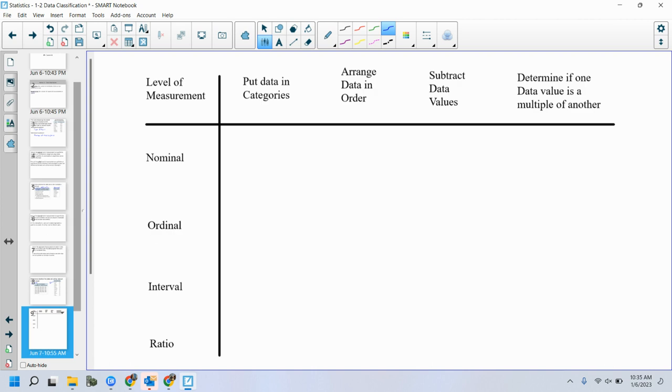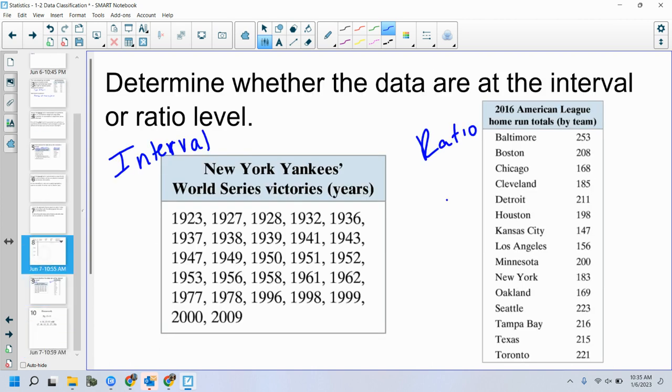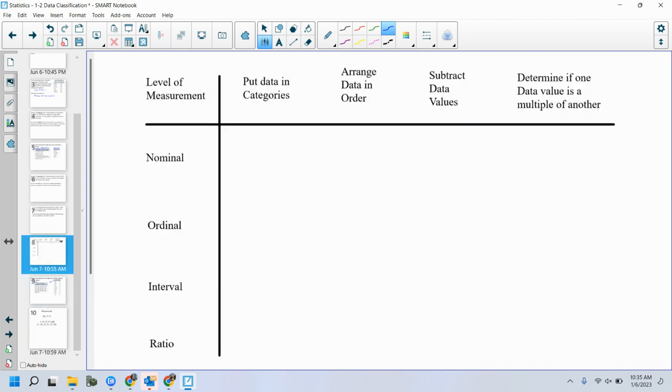Now, the book does this, and I thought this was a really good diagram to talk about. It talks about the 4 different types of levels of measurement and the things that you can do with them, right? And you got to think of it like an umbrella. Okay, you got to think of it like an umbrella. At the ratio level, I can put nominal into categories, right? I can put nominal into categories. Can I arrange nominal? No.